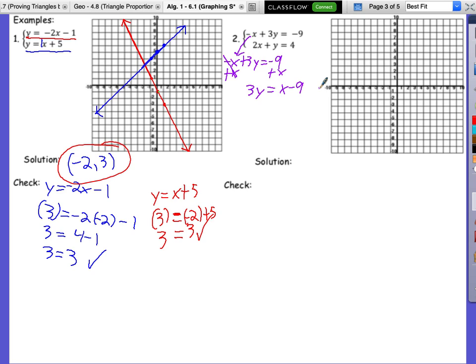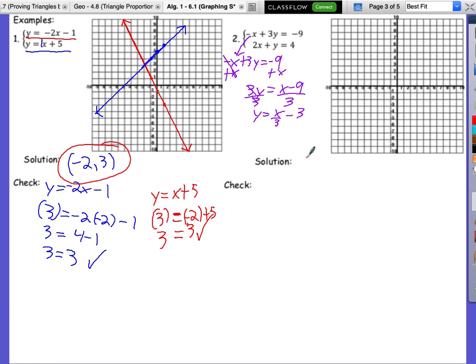Is y 100% by itself yet? No. How do we get it there, Josh? Divide by 3 on both sides. So y is equal to x over 3 minus what number? 3. So we did our first equation. We got our first equation in slope-intercept form. Let's get our second equation in slope-intercept form as well.